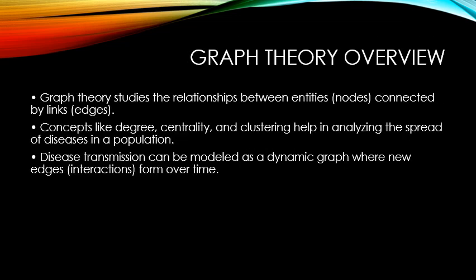Graph theory overview. Graph theory studies the relationships between entities connected by links. Entities are nothing but nodes and links are nothing but edges. Concepts like degree, centrality, and clustering help in analyzing the spread of diseases in a population. Disease transmission can be modeled as a dynamic graph, where new edges, or interactions, form over time.